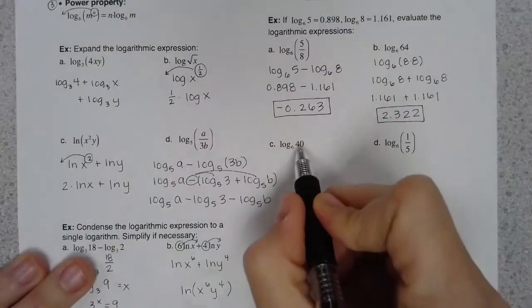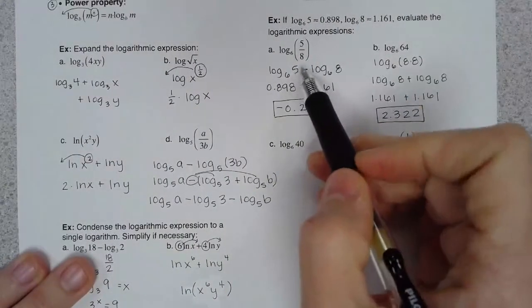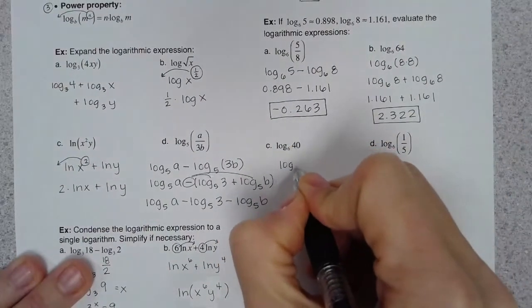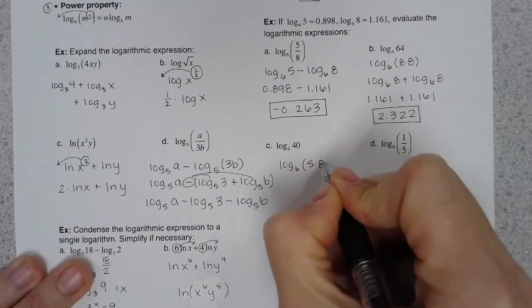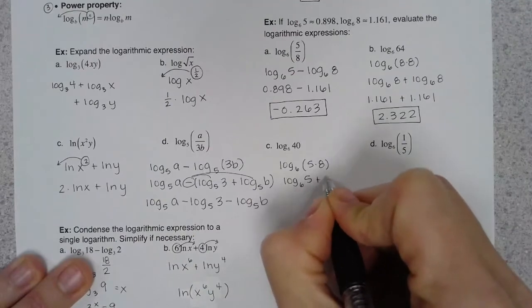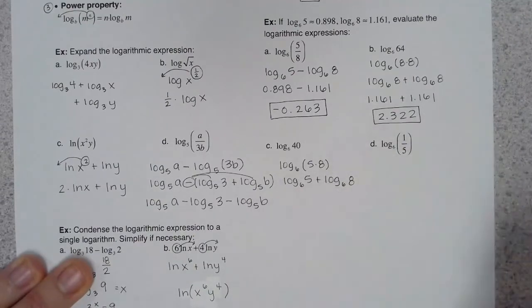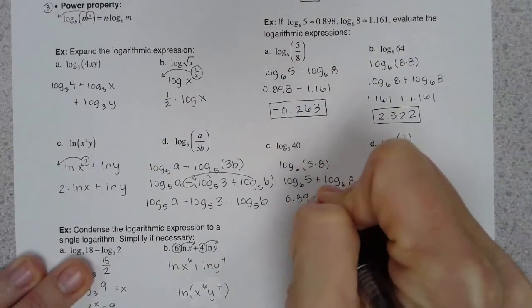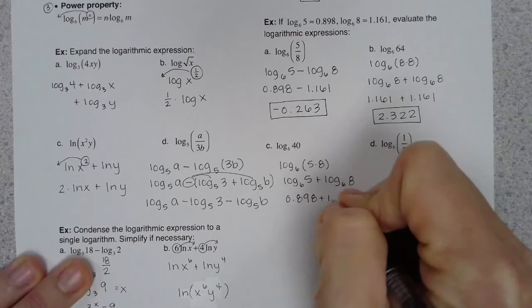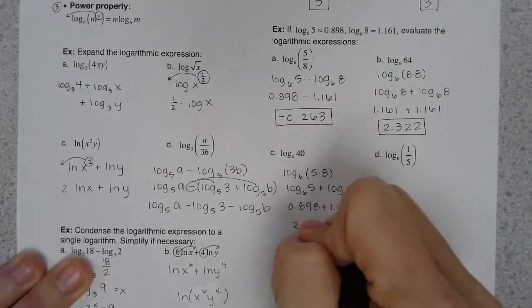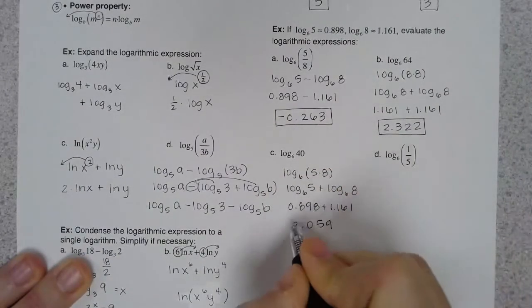On letter C, they give you the number 40, and 40 isn't one of the ones that they give you, but if you notice, 5 times 8 gives you 40. And so I'm going to break this one down. Log base 6 of 5 times 8, and then we know that multiplication becomes addition when you expand it. So it turns into log base 6 of 5 plus log base 6 of 8. And so for this one, I'm not subtracting the values, I'm adding them together to get the answer to the question. This is 2.059.